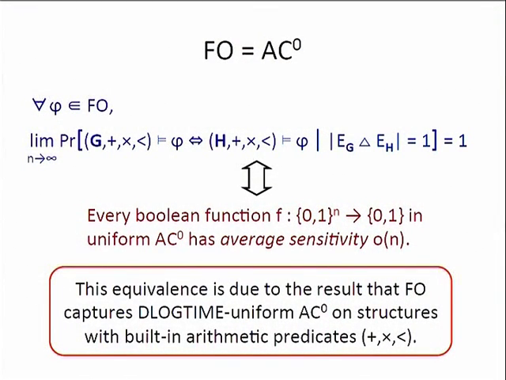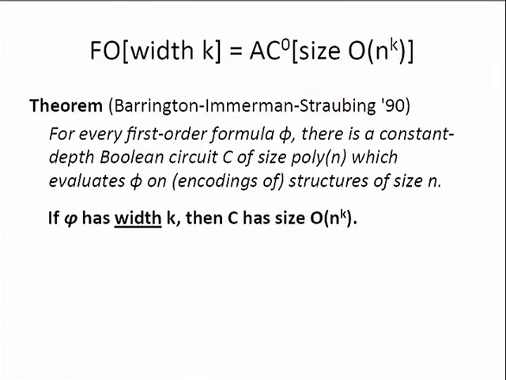FO with BIT is equivalent to FO with plus and times in linear order, or even just plus and times. It's all equivalent. When I talk about uniform AC0, there are versions of this equivalence for uniform or non-uniform AC0. If you have AC0 on structures with a bit predicate, then this gives you d log time uniform AC0. But for what I'm going to talk about, everything will apply to non-uniform AC0.